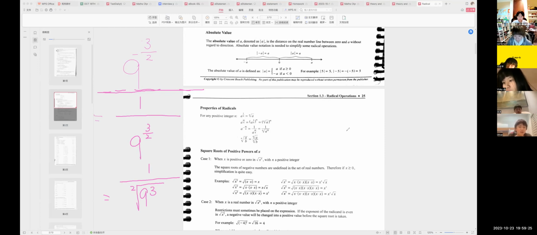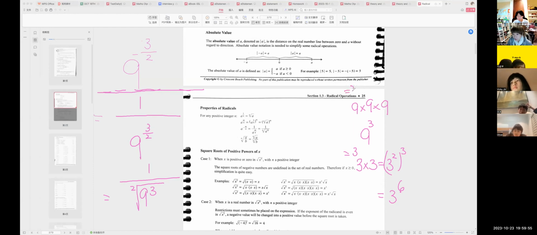Everybody, if you don't know how to do it, 9 to the power 3 needs a lot of calculation, but can we change it to 3 times 3, which is 3 squared to the power 3? Can we do that? Yes, we can. 3 to the power 2 to the power 3 equals 3 to the power 6, correct? If you don't know that, you can see: 9 to the power 3 equals 9 times 9 times 9, correct? Equals 3 times 3 times 3 times 3 times 3 times 3, correct, everybody? Equals 3 to the power 6, correct?